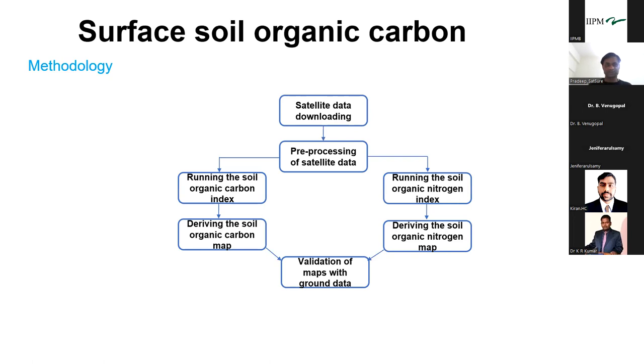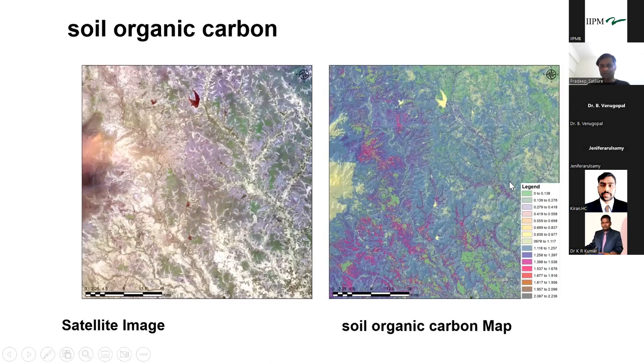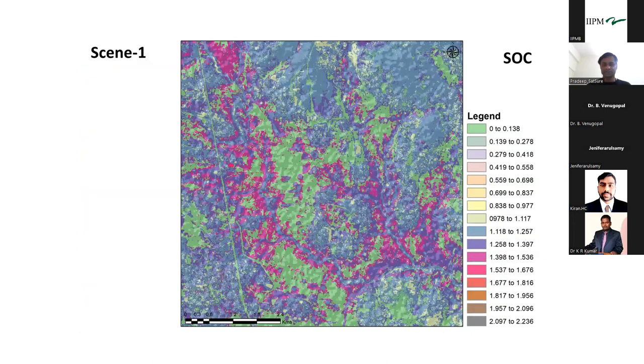This is the methodology, and we can see the organic carbon percentage. In a whole area, we can calculate it through satellite data very easily. So we can see here what the soil organic carbon is within that particular area or at a farm level.